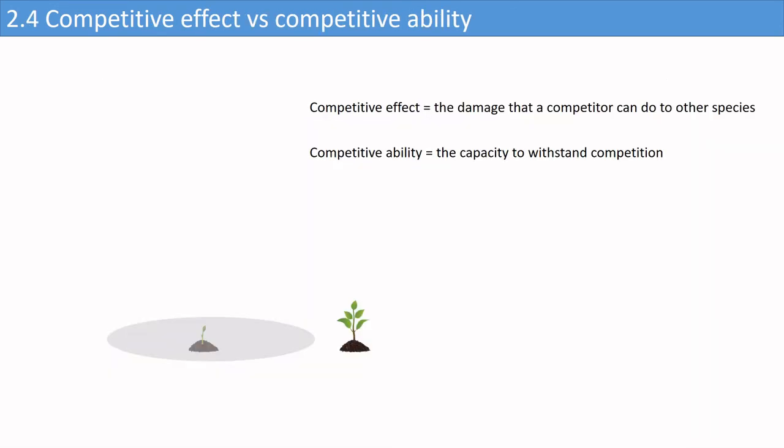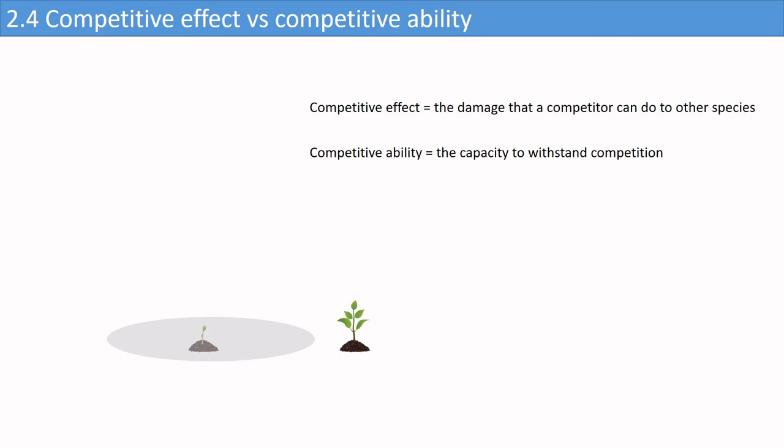And I think this is the last concept about how we can classify competition. I always need to think about it. Competitive effect and competitive ability, this is why I have given the definitions here. So competitive effect is the damage that one individual can do to the other. And competitive ability is the capacity of an individual to withstand this competition, to continue to grow even if it is facing competition.